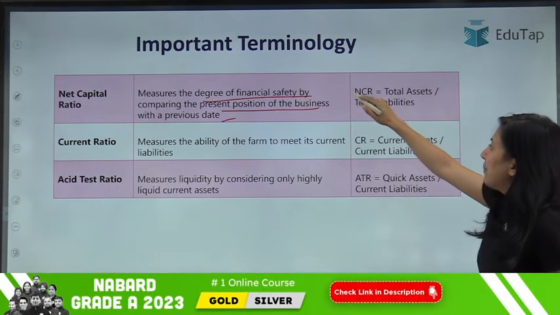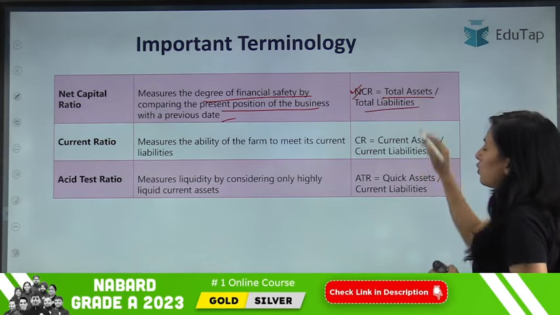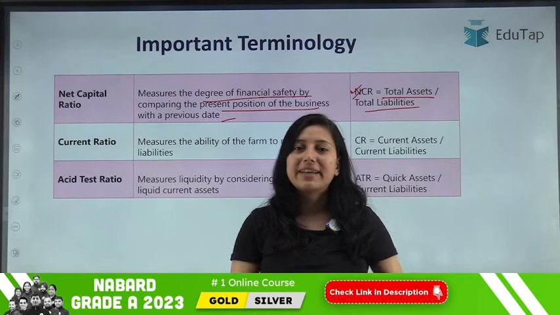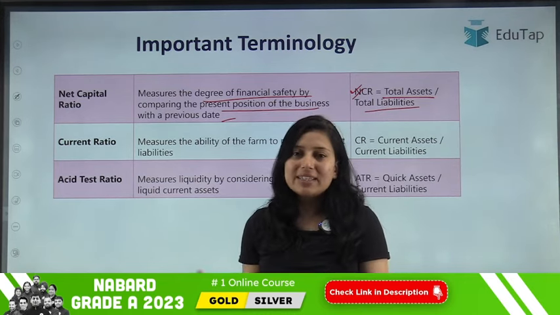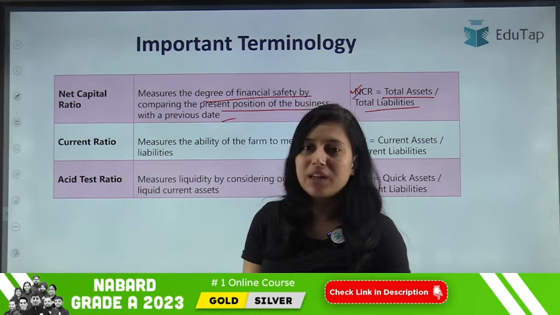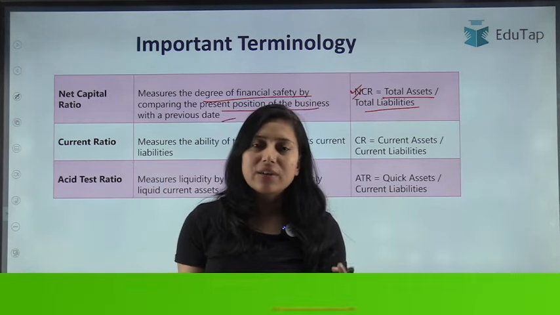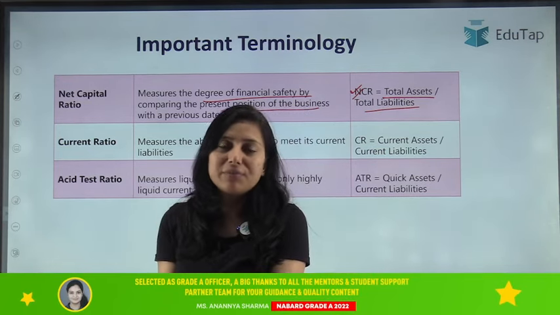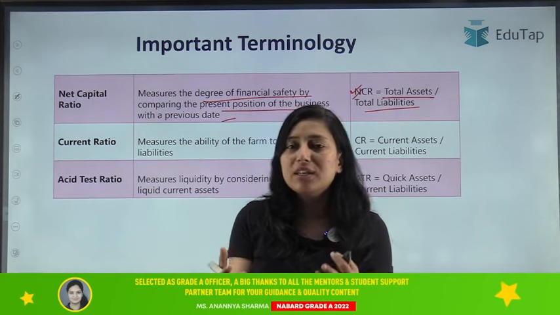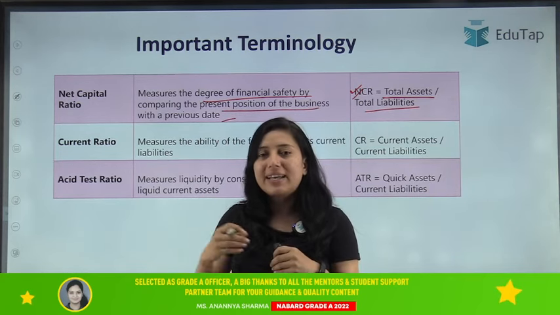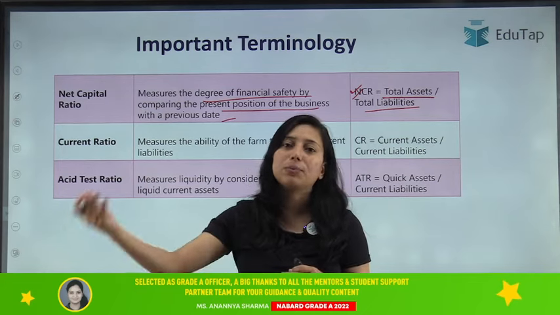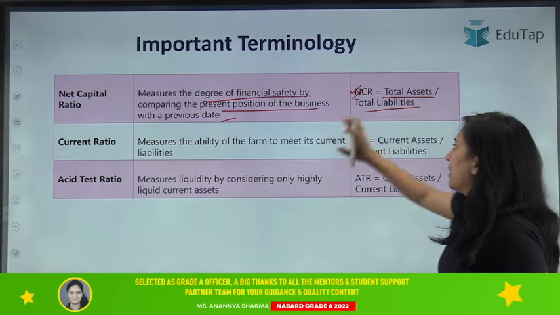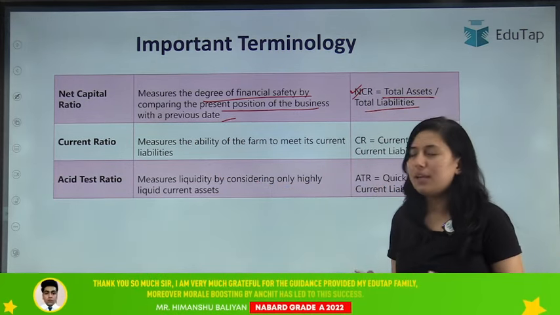So basically, net capital ratio equals total assets upon total liabilities. Okay, what are my total assets and what are my total liabilities? When we are dividing my total assets by my total liabilities, that is your net capital ratio. Now what are assets? Assets are those things which can bring you money. And liabilities are those things for which you have to give money. So this is the asset and liabilities, and the net capital ratio is calculated by dividing the total assets of a farm by the total liabilities.